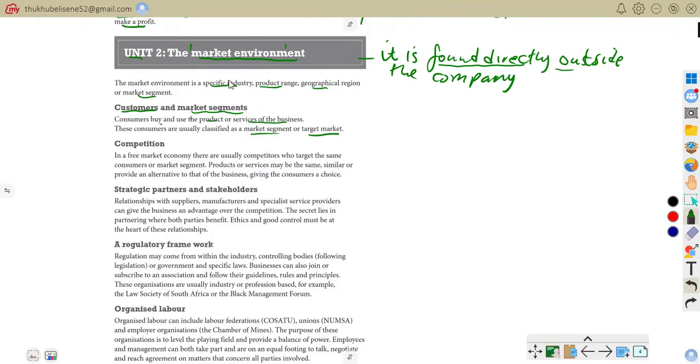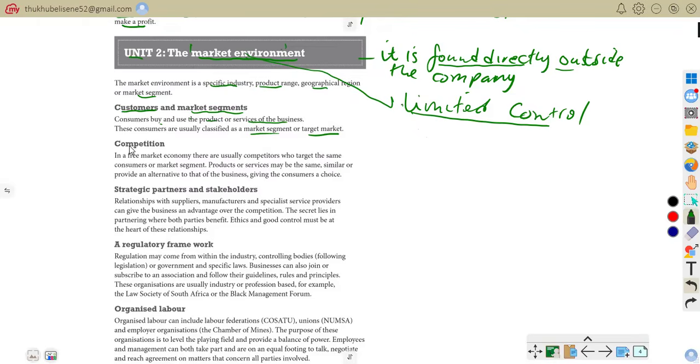So we know very well with this market environment, the business has limited control. They can only influence the customers, the competitors, the suppliers. Unlike in the micro environment where the business has full control. So I hope we are together on that.